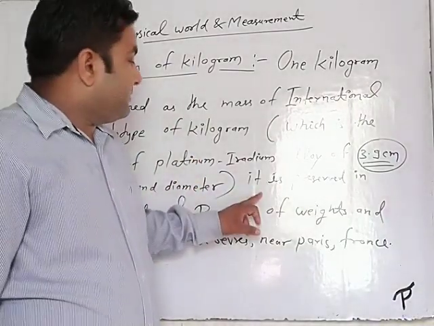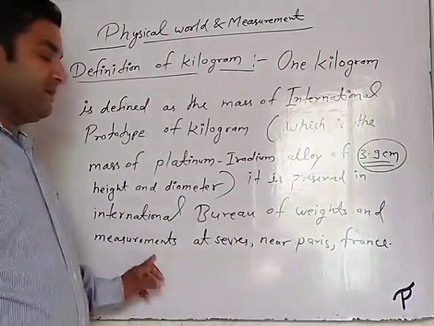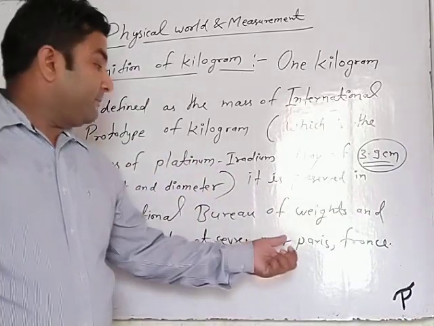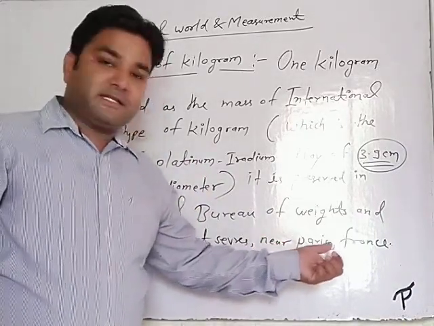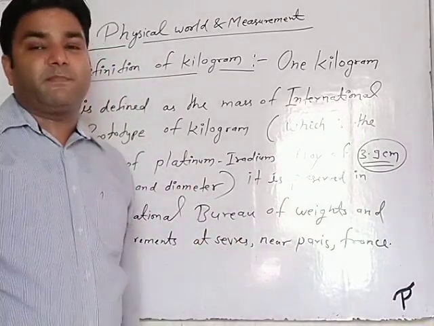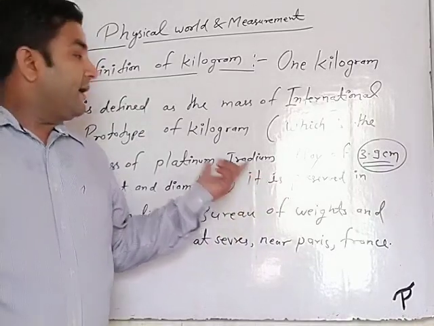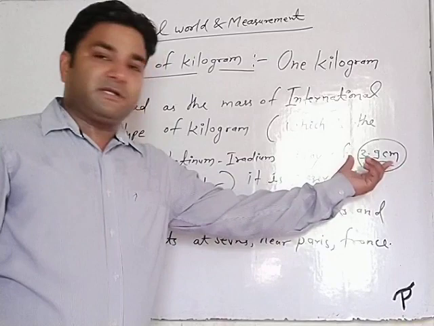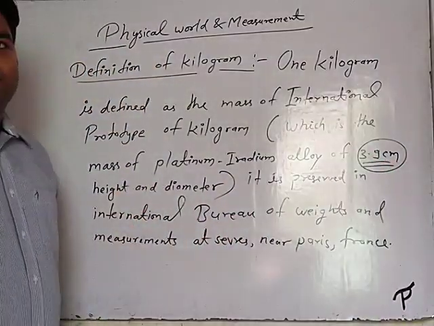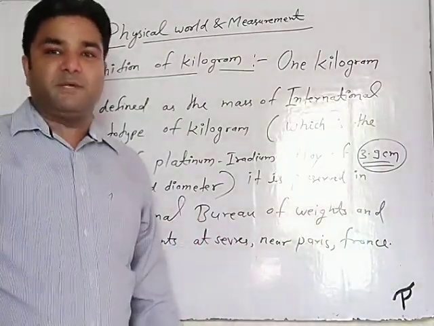Which is preserved in the International Bureau of Weights and Measurements. There is a specific region in Paris, in France, Sèvres. This is the location where this platinum iridium alloy of 3.9 centimeter length and height both is kept. It means having a cubical shape. So when you have written all these terms, then your definition will be complete and correct.